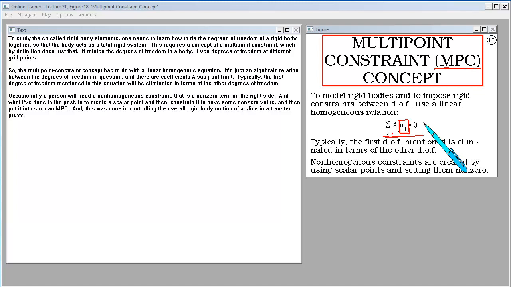Occasionally a person will need a non-homogeneous constraint, that is, a non-zero term on the right side, and what I've done in the past is to create a scalar point and then constrain it to have some non-zero value and then put it into such an MPC. And this was done in controlling the overall rigid body motion of a slide in a transfer press.